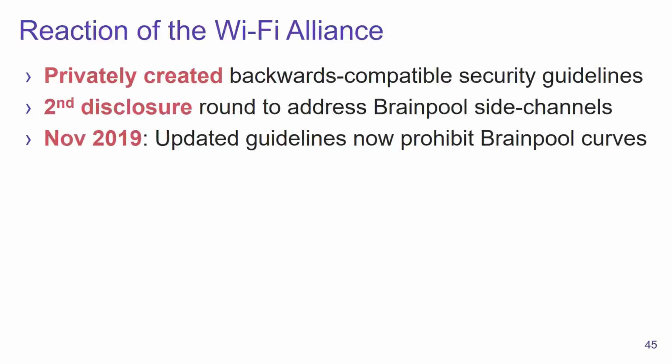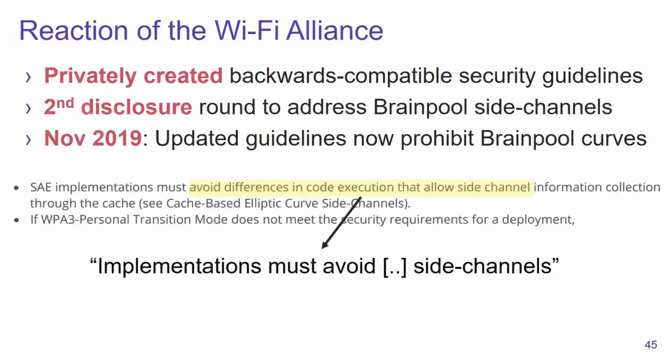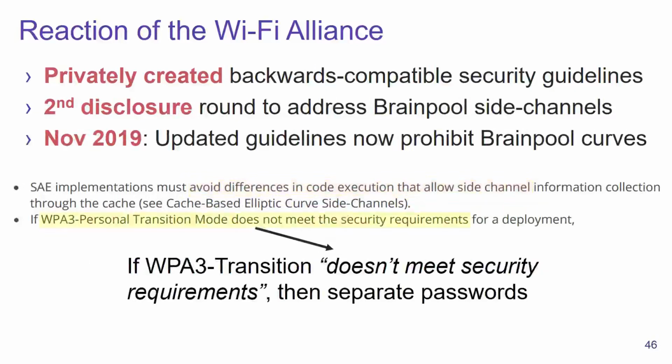In response, at the end of last year, they released new security guidelines that now prohibit the use of brainpool curves. Their guidelines are rather vague though. For example, they mention that implementations must avoid side channel leaks. However, this is hard to do without more explicit guidelines. They also say that if WPA3 in transition mode doesn't meet the security requirements, then basically don't use it. In other words, they don't address the underlying issue.